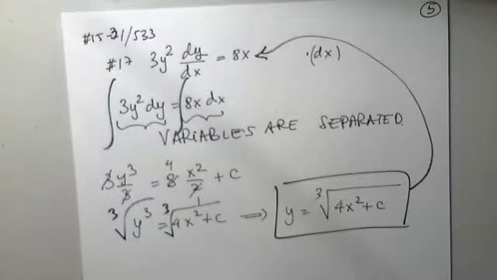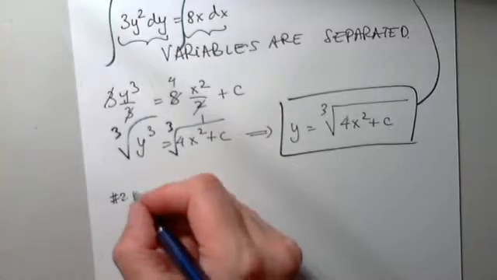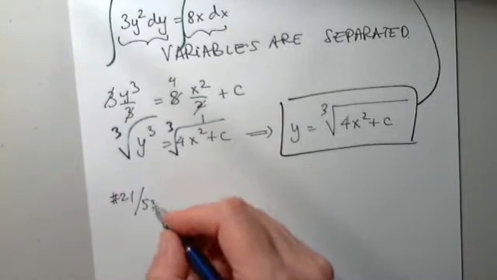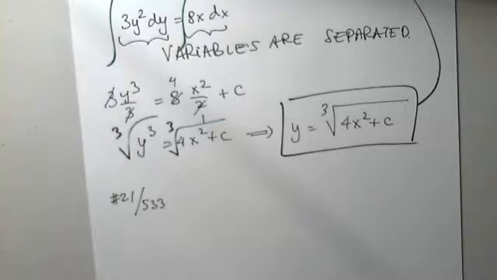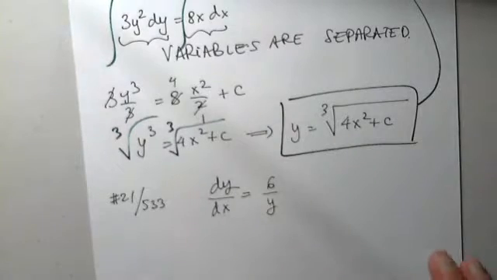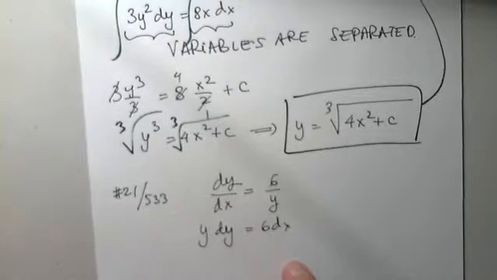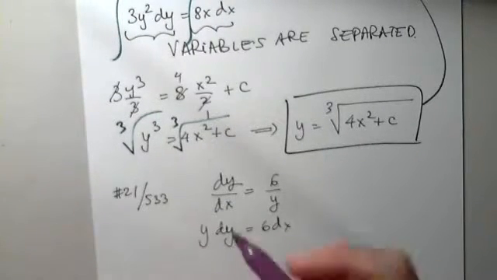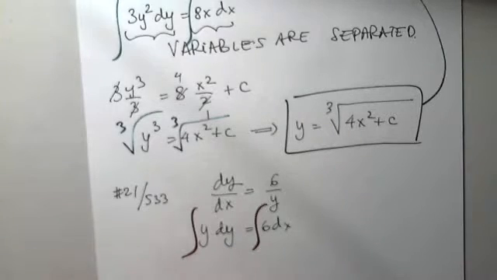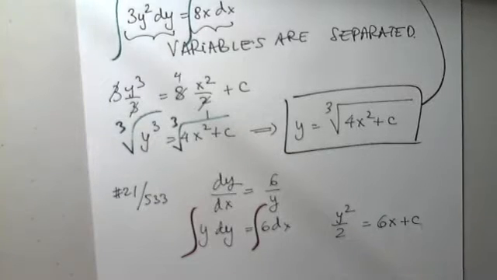Okay, let's also look at problem 21. We're going to have more examples here. So problem 21 on the same page. Let's see, 21. Okay, dy over dx equals 6 over y. Cross multiply. Y dy equals 6 dx. You see again the variables are separated. I will integrate both sides. The left-hand side is y squared over 2. The right-hand side is 6x plus a constant c.